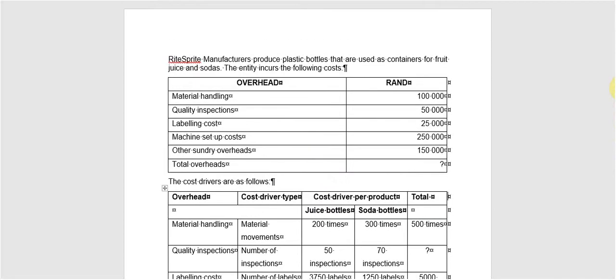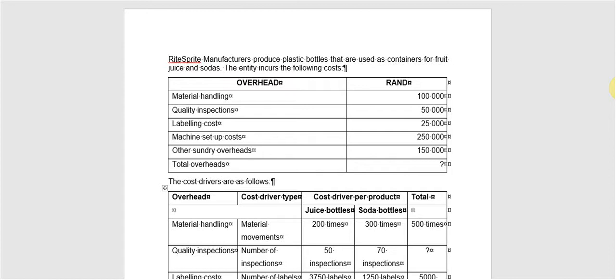Hello students and welcome to this second explanation. So this is traditional and ABC costing question 2. The question reads, Wright Sprite manufacturers produce plastic bottles that are used as containers for fruit juice and sodas.